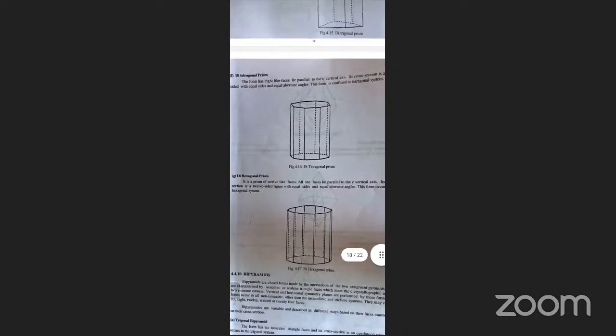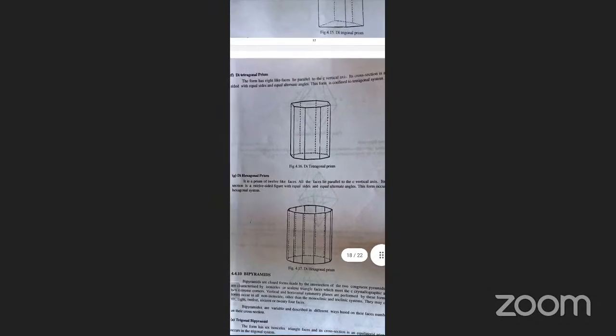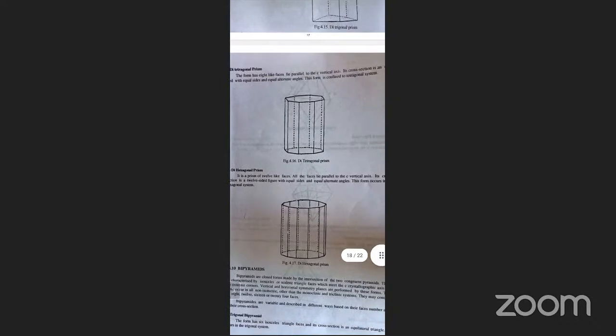And the ditetragonal prism, the form has 8 faces. They are parallel to the C vertical axis. And the cross section has 8 sides with equal sides and equal alternate angles. This form is confined to the tetragonal system.